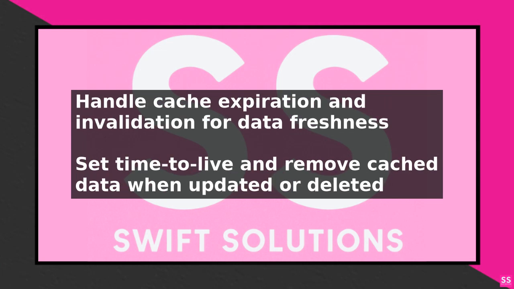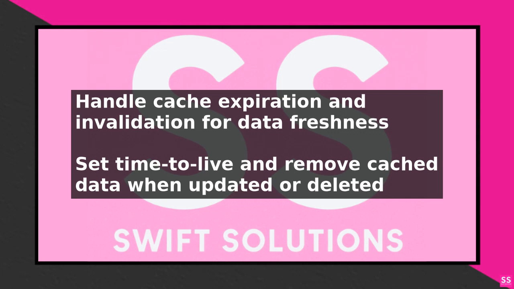Step 3. Handle cache expiration and invalidation. Set a time to live for your cached data to ensure it expires after a certain period. This will prevent stale data from being returned. Also, implement cache invalidation to remove cached data when it is updated or deleted. For example, when a payment is updated, remove the cached payment data to ensure the latest data is returned.